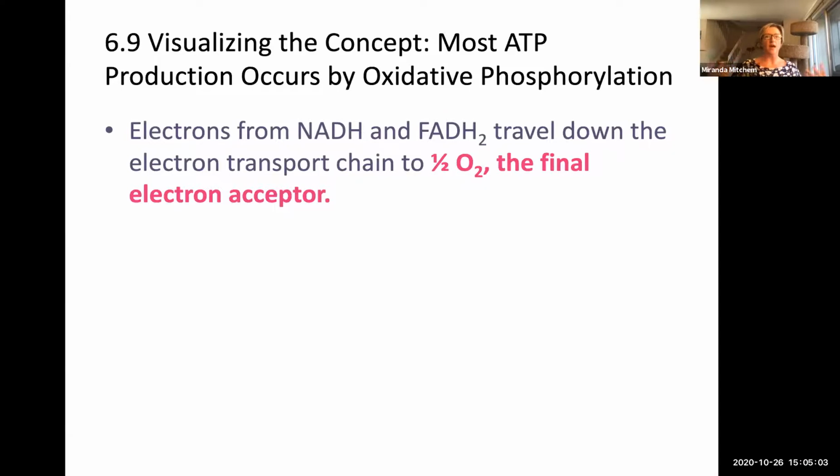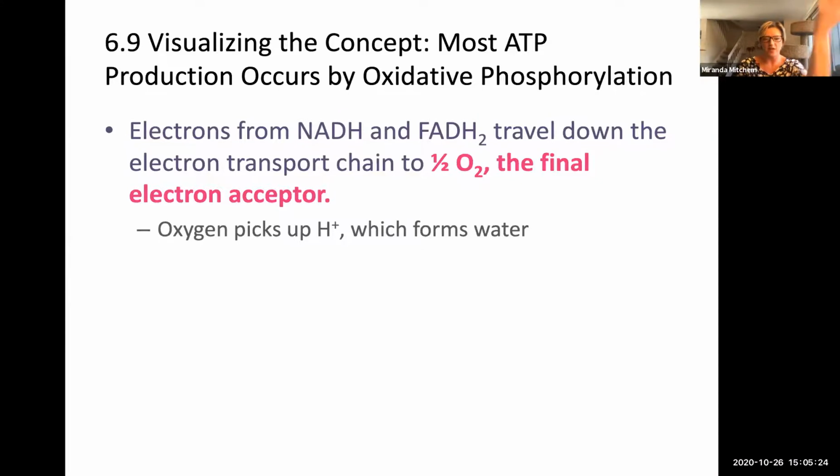So the electrons come out of our shuttles. They fall through the electron transport chain to where they get to the terminal or final electron acceptor, which is 1/2 of molecular oxygen. So oxygen picks up those hydrogens. It's electronegative. It loves those electrons that come with the hydrogen, and it creates water, which is one of the products of cellular respiration. So carbon dioxide is made in different stages, where the water is made here in stage 3.